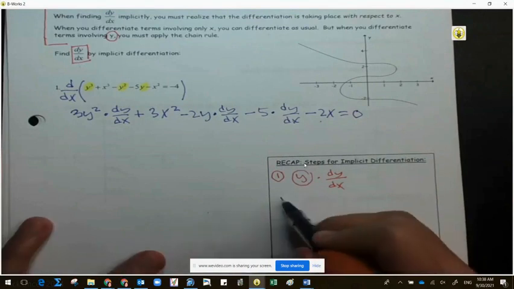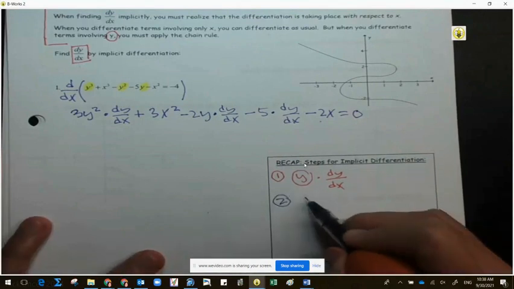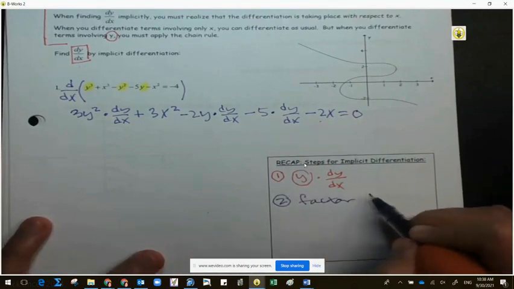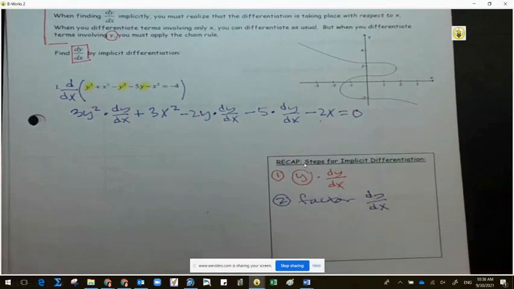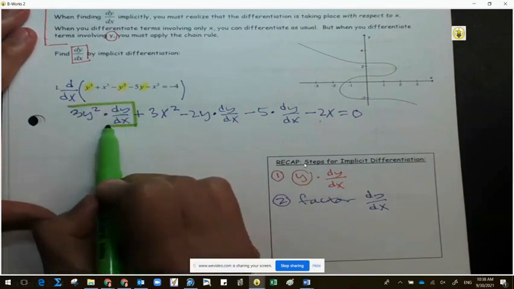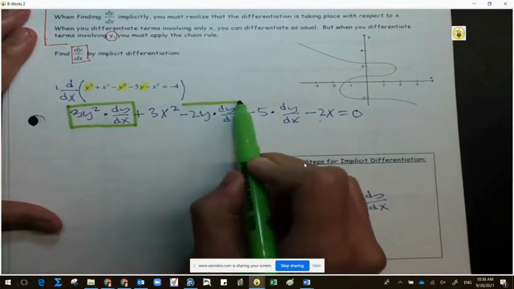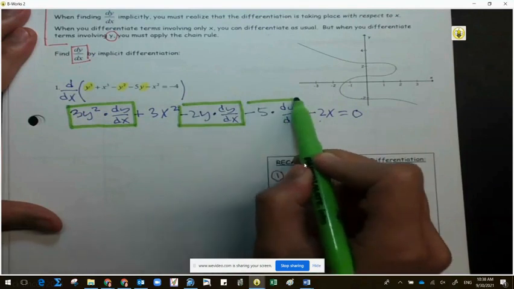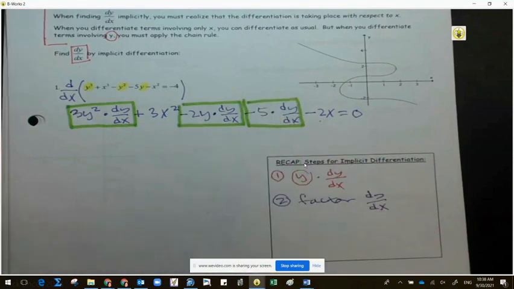So now, step 2. We are going to factor out dy over dx. And the reason is, at some point, we have to make dy over dx by itself. And for that to happen, we have to factor. So I'm going to use my highlighter so I can locate where they are. I see dy over dx stuck over here. I see it stuck here. And I also see it stuck here. So if you're a color person, please use it.